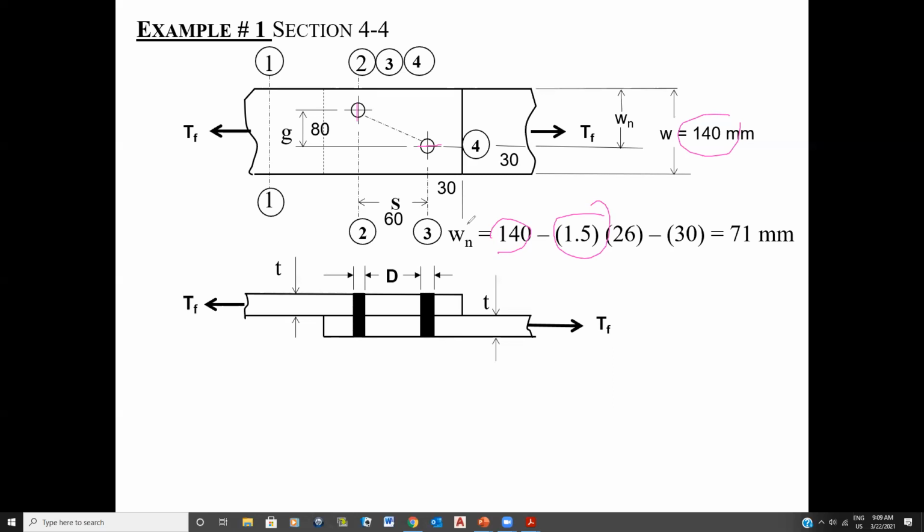You see, in other words, I'm trying to calculate this width here. That's all in tension, right? Everybody follows? So here I'm going through.